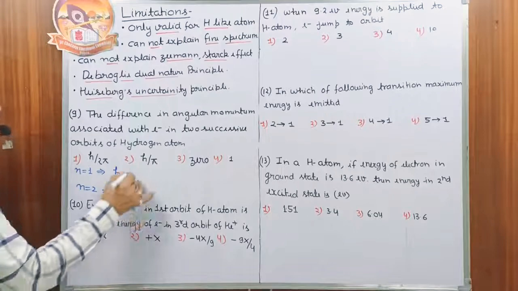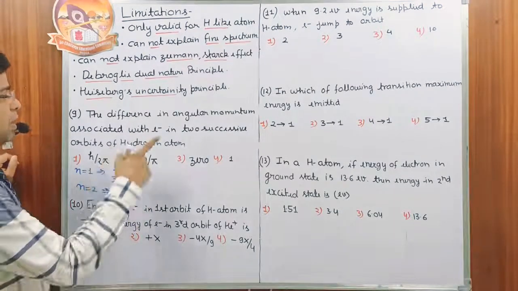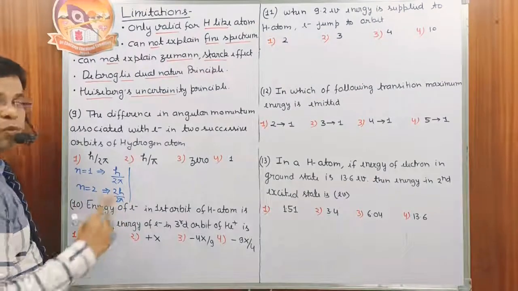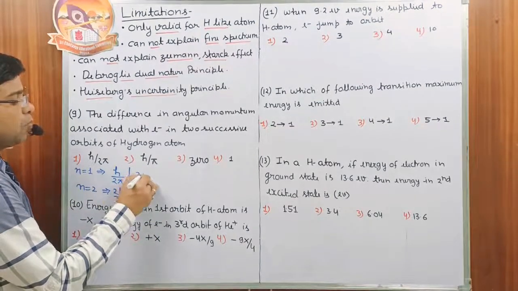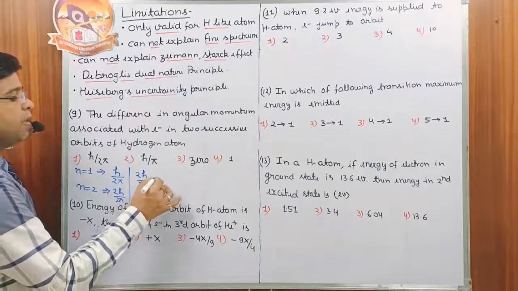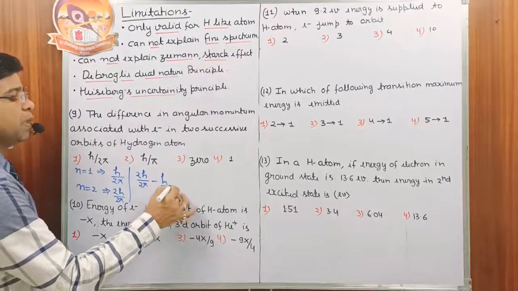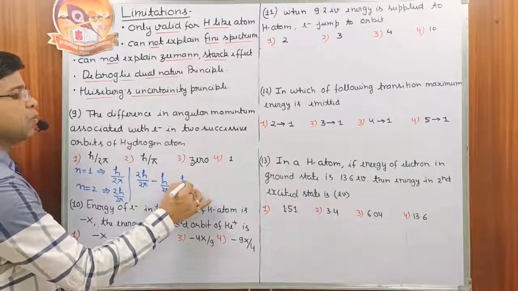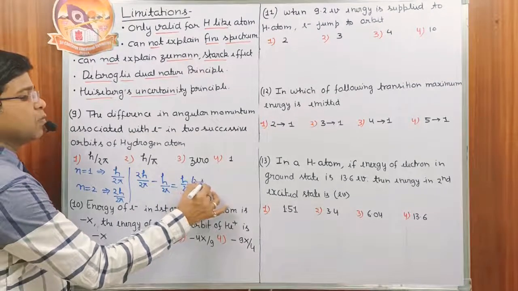And what we have to find out? We have to find out the difference in the angular momentum for the two successive orbits. So what we can do? Angular momentum of the second shell divided by angular momentum of the first shell, that is h upon 2 pi. Then h upon 2 pi can be taken as constant. What remains? 2 minus 1.